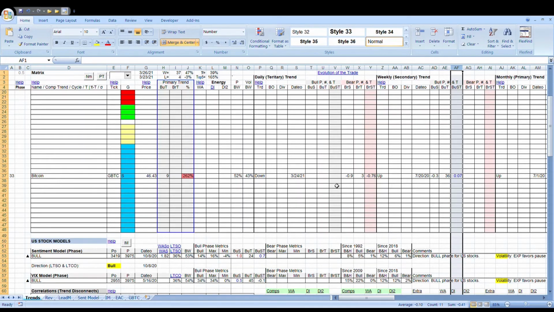So eventually this will turn back up. It'll bring the composite trend, which is the combination of the daily, weekly, and monthly trend, back into upside alignment. And again, what we want to focus on will be energy and whether that's a proper setup. So we're going to talk about energy now.